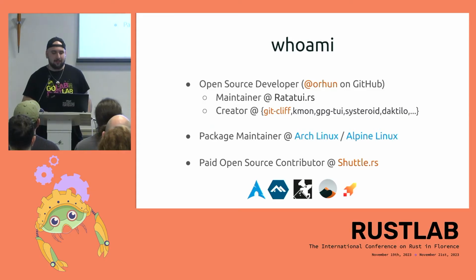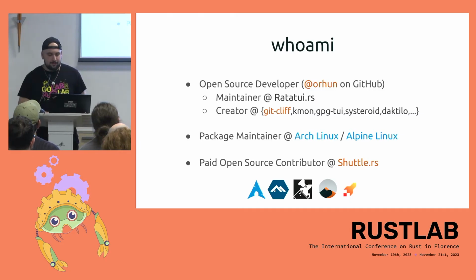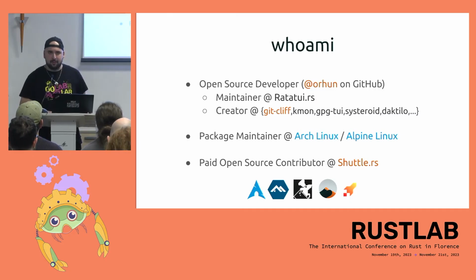Who am I? I'm Orhun Parmaksız, mostly known by my name, Orhun, on social platforms. That's my real name. I'm an open source developer for a couple of years now, mostly working with Rust and other languages as well, but I like Rust. I'm a maintainer at Ratatouille, which is a terminal user interface library for Rust. You can build very beautiful dashboards, and you can do many crazy things on your terminal with Ratatouille.